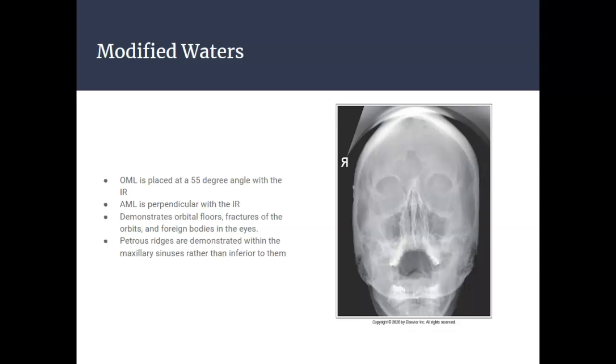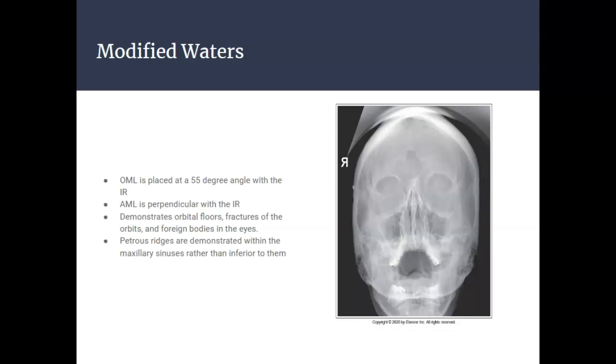In this case, you adjust the acanthomeatal line so that it is perpendicular with the IR. We do this so that we can demonstrate the orbital floors to see if there's any fractures in the orbits or foreign bodies. A lot of times patients get sent over for a modified Waters and a lateral orbit view so that we can determine if there's any metal in the eye for a pre-screen MRI.